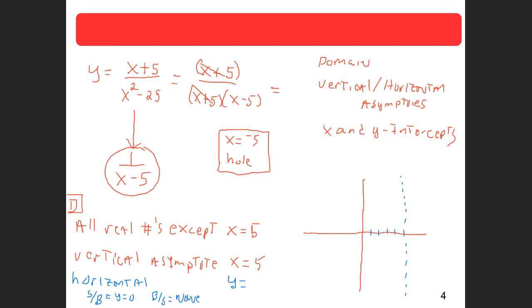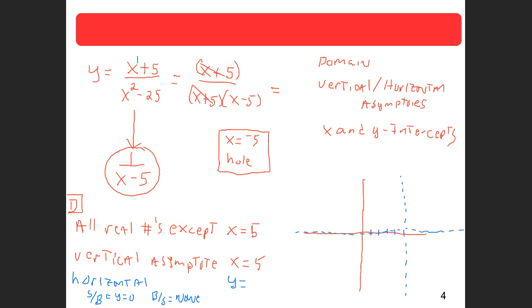And if it's the same, and what am I saying? Big over small, small over big. It's the variables. What is the highest power on top and bottom? If you take a look here, this is 1, this is 2. So it's a small over big. That means y is equal to 0 is a horizontal asymptote. So this function has a horizontal asymptote here.